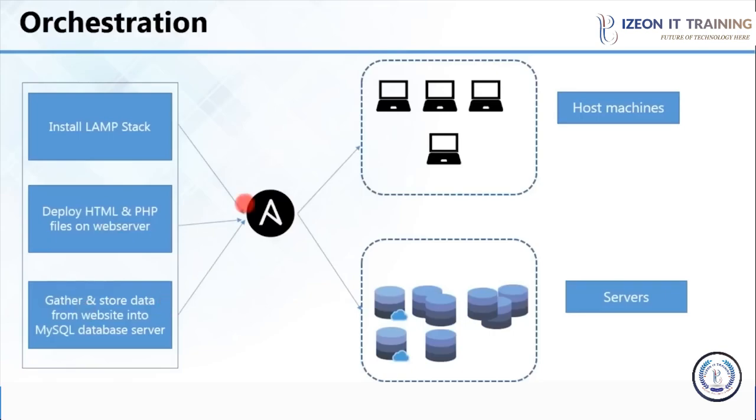Now if you want to perform all these tasks, you have to make sure that the necessary software is installed first. I cannot deploy the HTML and PHP files on the web server if I don't have a web server, if Apache is not installed. So this is orchestration, where you mention the task that needs to be carried out before and the task that needs to be carried out later. This is what Ansible playbooks allow you to do.